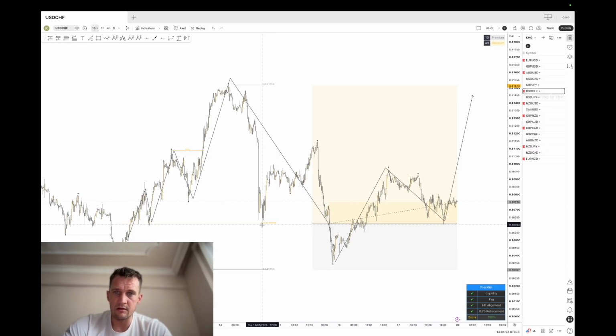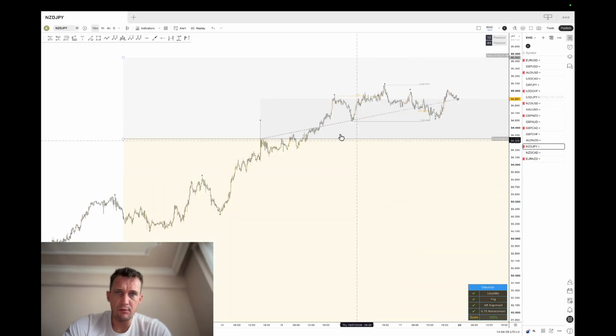As long as I put my pending order here, it's either going to hit your stop loss, or it's going to hit your take profit. That's it. That's all you need to do. Put your pending order here and just wait. Just wait it out.